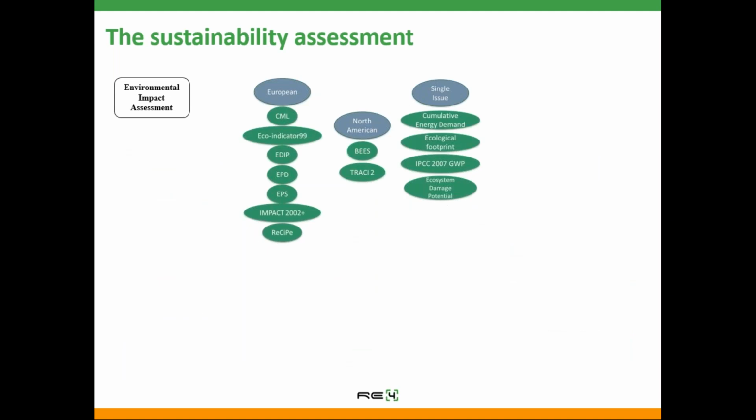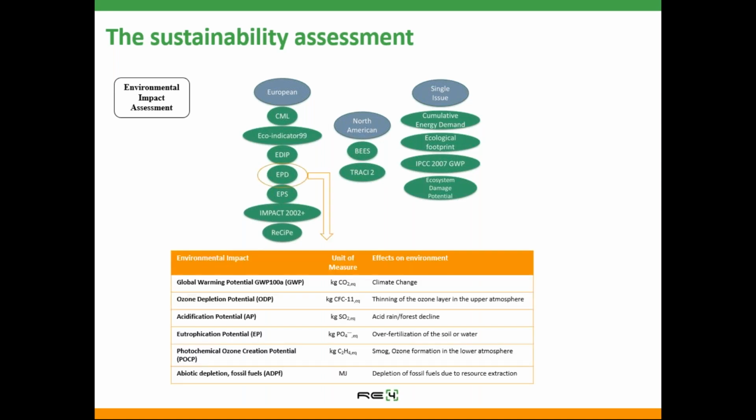The impact assessment stage allows to quantify the environmental impacts generated by the life cycle of the product under investigation. We have several impact assessment methodologies developed in the last decades. One of the most widespread is the EPD, which stands for Environmental Product Declaration, according to which 7 impact categories are identified and quantified, being global warming potential, the ozone depletion potential, the acidification potential, the eutrophication potential, the photochemical ozone creation potential. Then we have the abiotic depletion resources and fossil fuels.